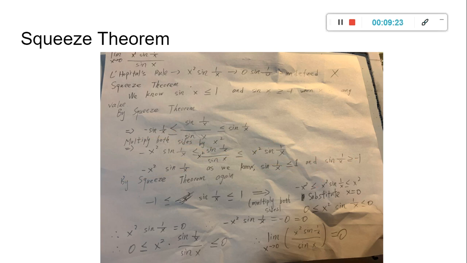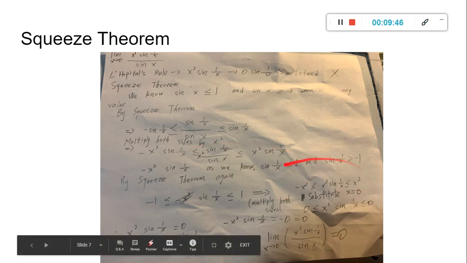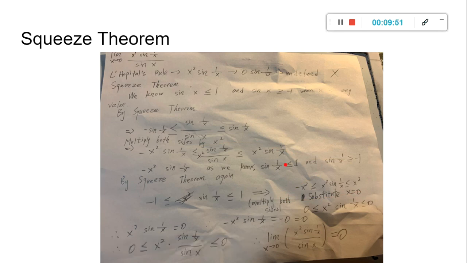Let's first calculate the positive. We multiply both sides by positive x squared. This means it will be larger than or equal to negative x squared and smaller than or equal to x squared. Multiplying by x squared gives us negative x squared less than or equal to x squared sine 1 divided by x less than or equal to x squared.